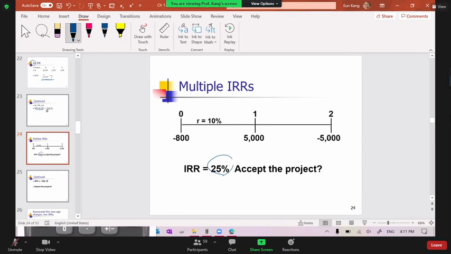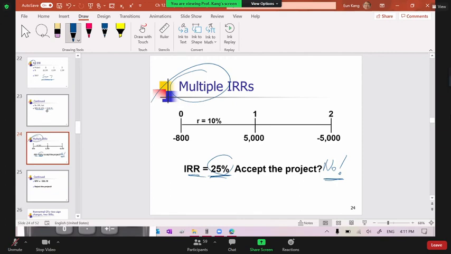That's correct. According to IRR, you have to take it, right? But is that actually correct? No. Why? According to IRR, you have to take it, but that's not a good decision, because this project has multiple IRRs. It's not just one. Multiple IRRs. That's the problem.